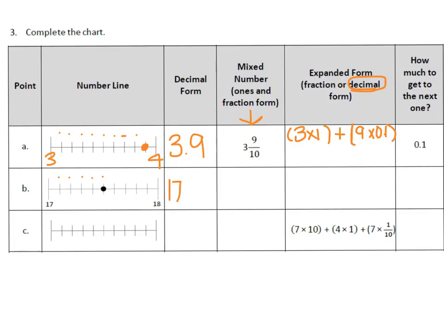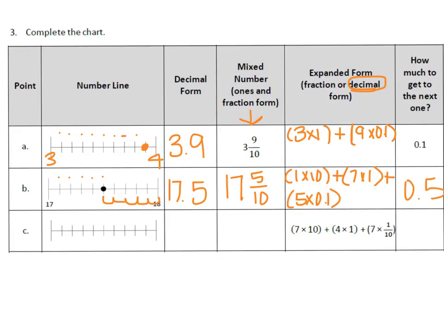So the decimal form is going to be 17 decimal point 5/10. As a mixed number, I have 17 and 5/10. The expanded form is going to be 1 times 10, because 1 is in the tens place, plus 7 times 1, because 7 is in the ones place, and then I have 5 times 1/10, because 5 is in the tenths place. Now I'm going to look at the next section, and it says how much to get to the next one. So if I have 17 and 5/10, I can look at my number line and see that I need to go 1/10, 2/10, 3/10, 4/10, and 5 more tenths. So as a decimal, that would be 0 and 5/10. You could also subtract 18 minus 17 and 5/10 if you would like.